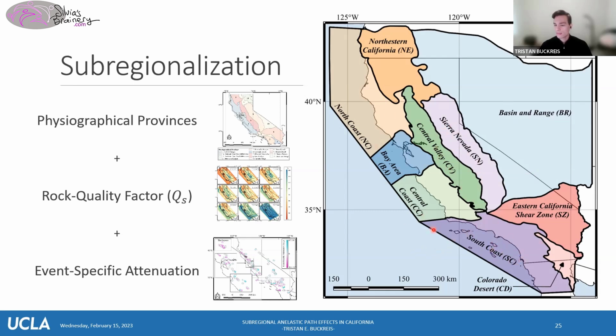The only thing I want to mention before I go to the next slide, where this figure will still be there in a slightly older format, is that we broke up the coast range so that we have the North Coast, the Bay Area, and the Central Coast, because we saw evidence in the rock quality factor and also the event-specific attenuation data that would suggest that the attenuation in these areas is a little bit different.